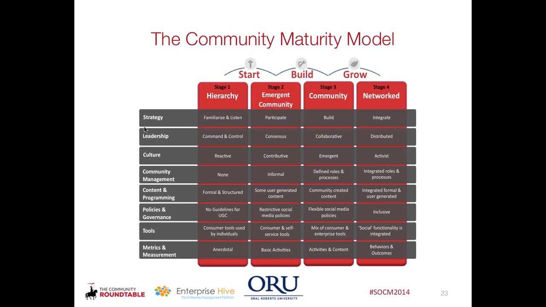So there's 8 competencies. All of these are things your organization already has today: strategy, leadership, culture, content and programming, policies and governance, tools, metrics and measurement. All of them need to be addressed specifically for community. Where does community fit in? Where does online community fit into your overall strategy?